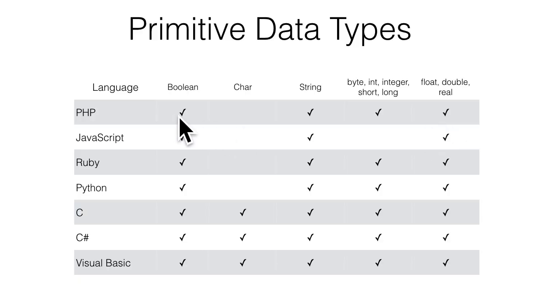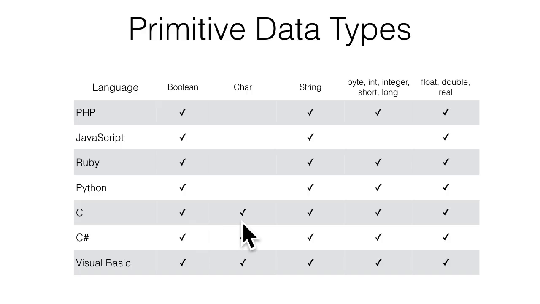So let's take a look. PHP has boolean, string. It has a way to deal with whole numbers, integers, and it has a way to deal with real numbers. JavaScript, notice that it does not handle integers. There is a way of doing it, but natively out of the box, it doesn't have a primitive built in. And we can look at Ruby. Ruby looks an awful lot like PHP there, doesn't it? It includes all of these. Python. Yep. How about C?